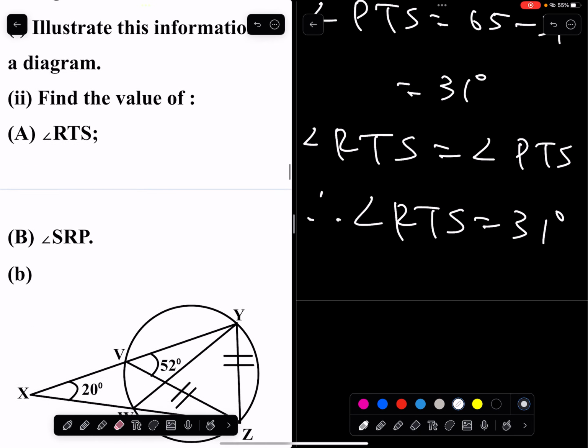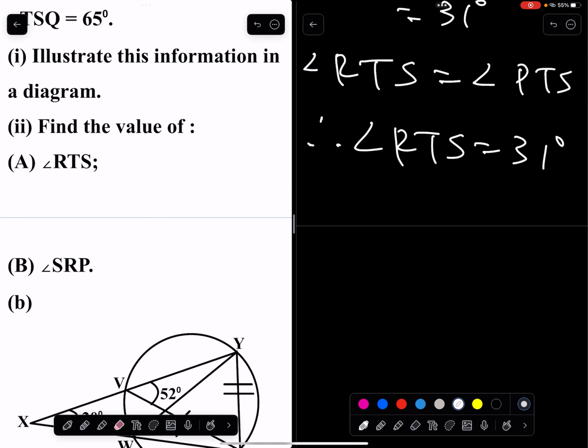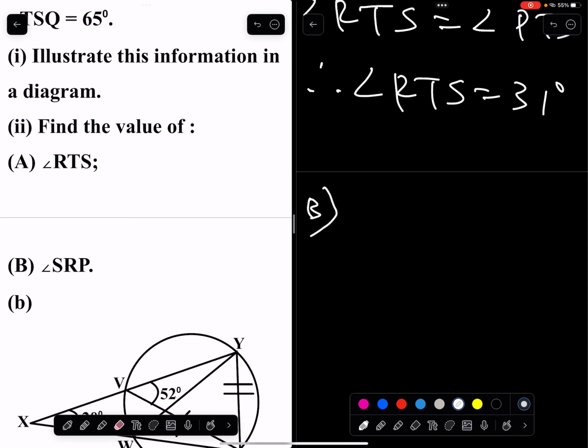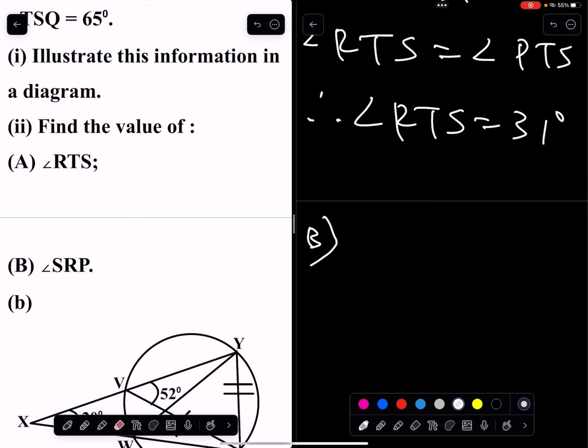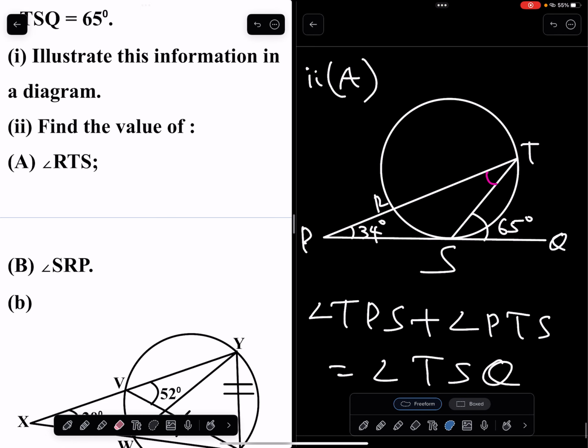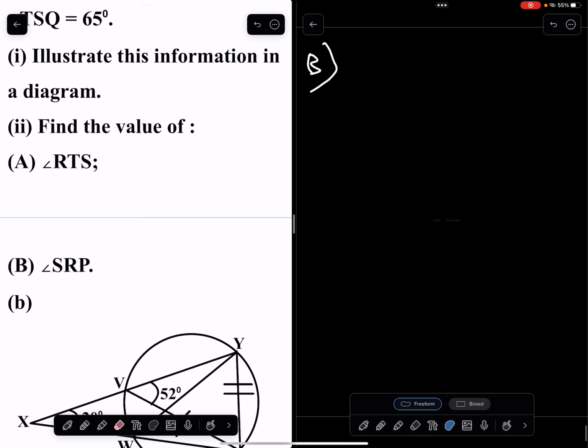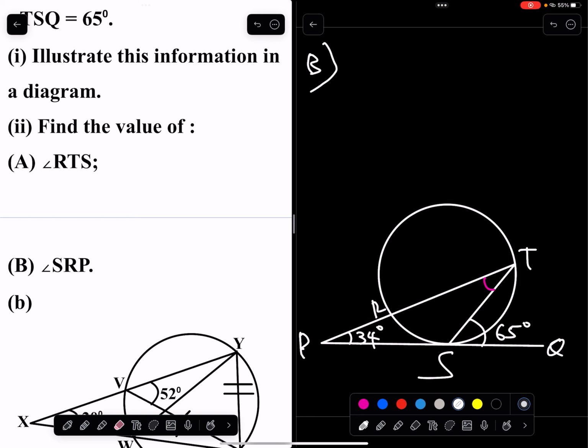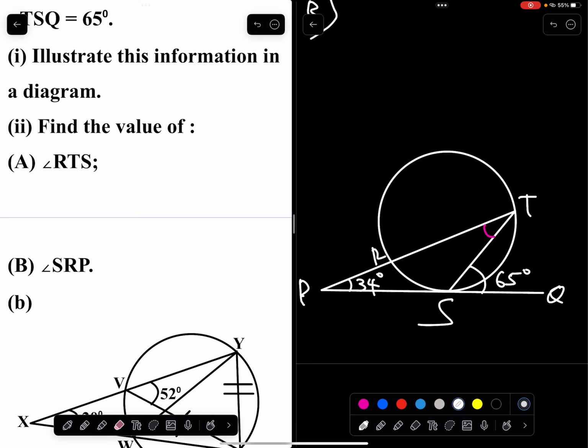Now, what's the second question? It says, Roman figure 2, capital letter B, find angle SRP. How do we find angle SRP? Let's get the diagram. It's easier when we have the diagram already. Let's have a diagram down here so that we can see what we are working on. Now I want to find angle SRP. I want to find this angle. To find SRP, I have to join S to R. That's angle SRP. How do I find that?